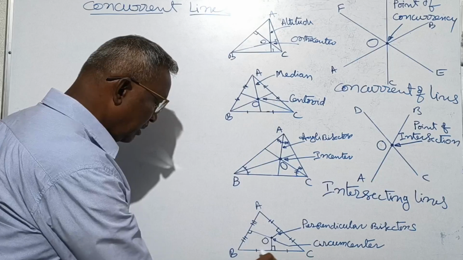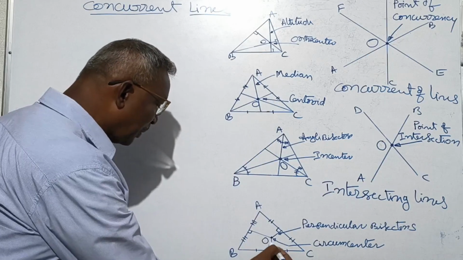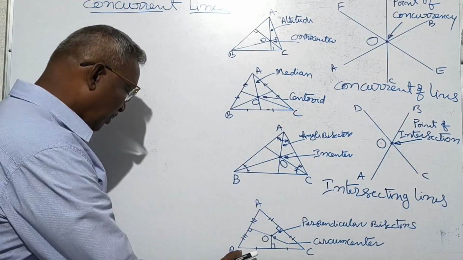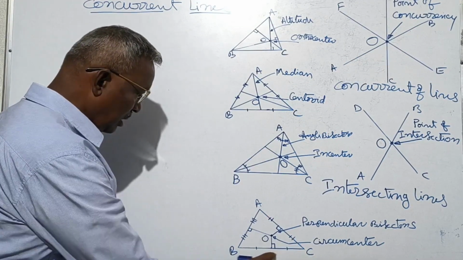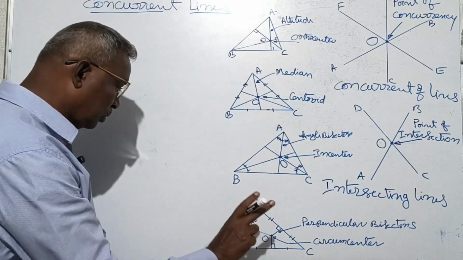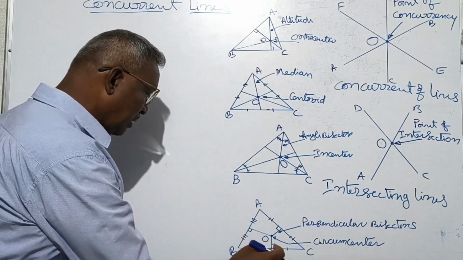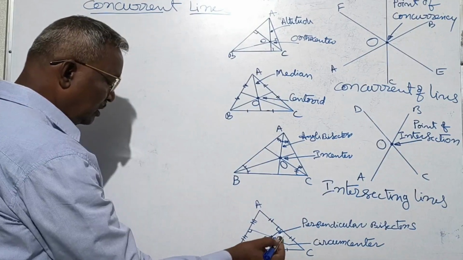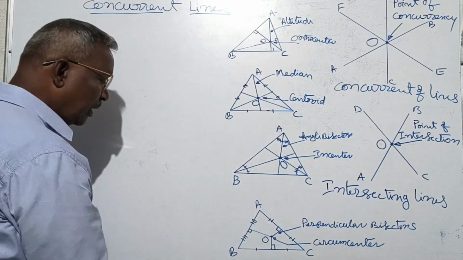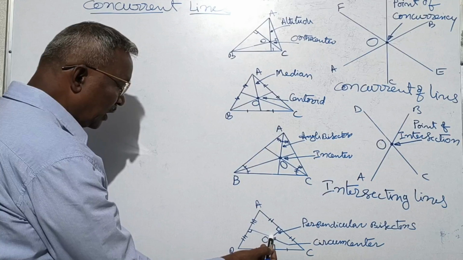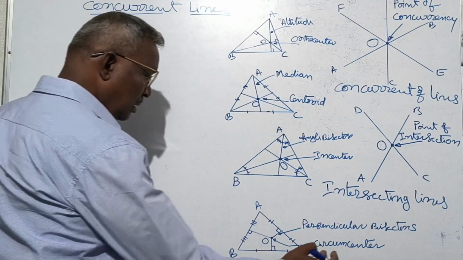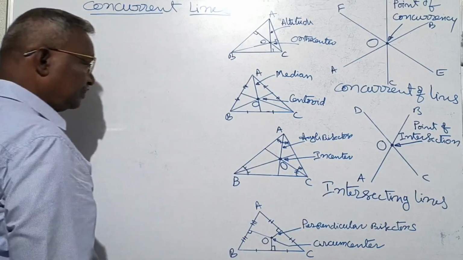It bisects the line, and it is also perpendicular to the line. Both bisecting and perpendicular. These perpendicular bisecting lines of the three sides meet together at one point. That point is called the circumcenter.